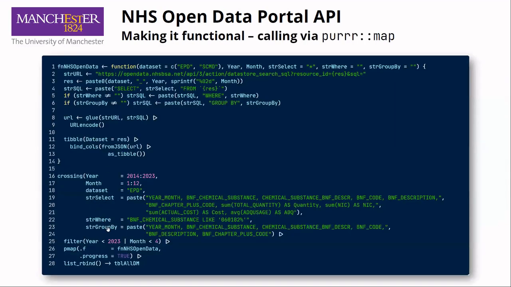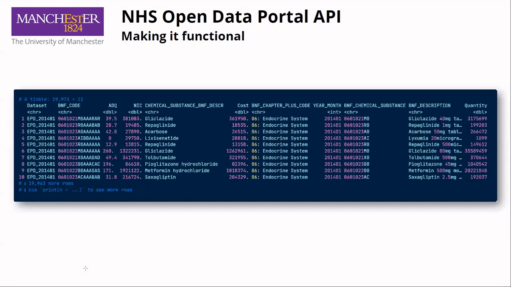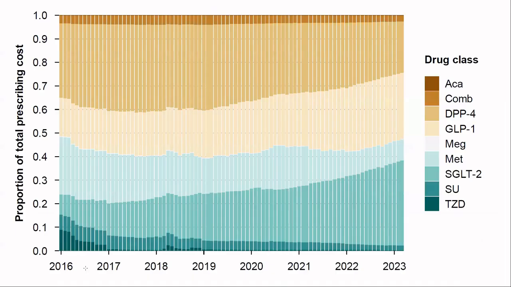But then I can feed that into the pmap functions, which I'm sure many of you will know as sort of the tidyverse equivalent of the apply functions in base R. And that means it will go away and do that call 111 times and bind the results back together and give me a big table, in this case of 20,000 records over those years. And that's a picture of what I got out of it from some diabetes prescribing data.